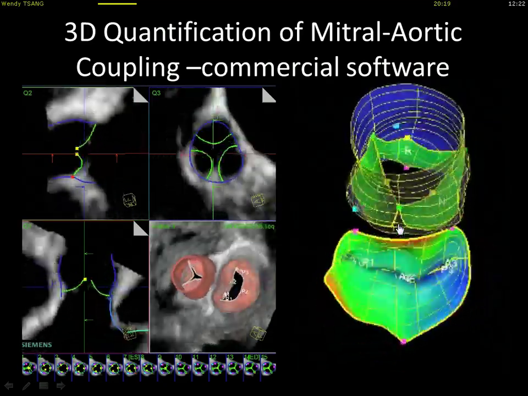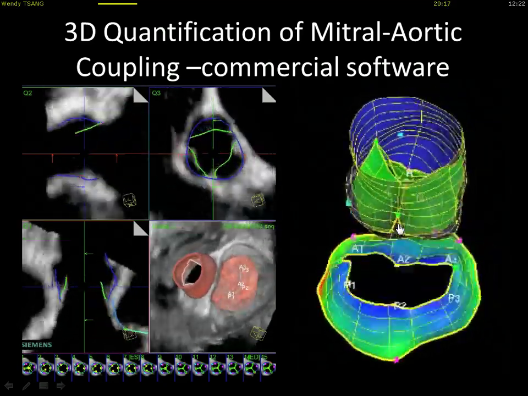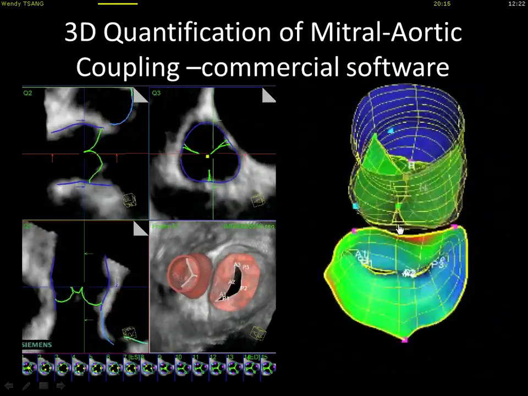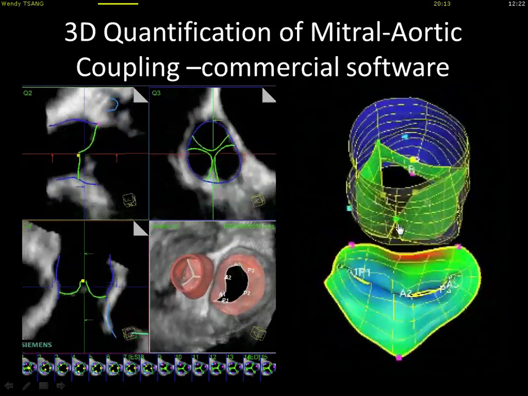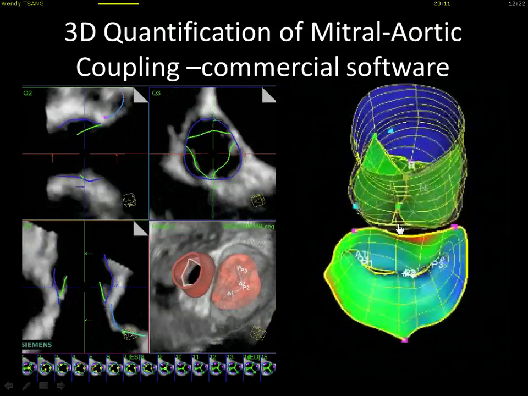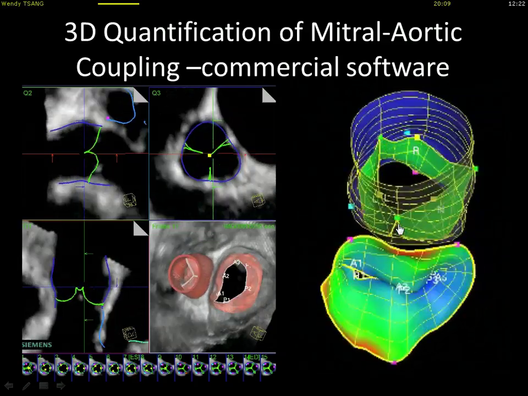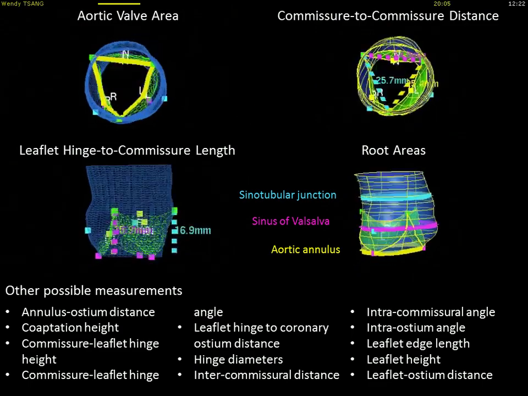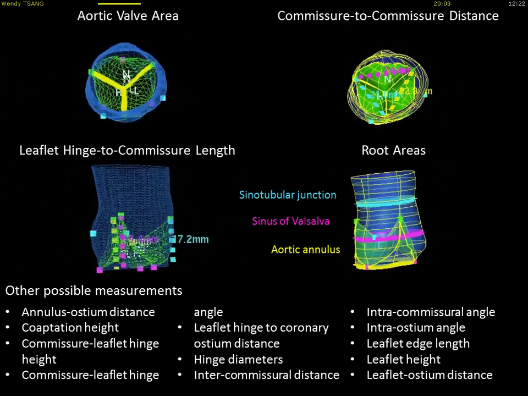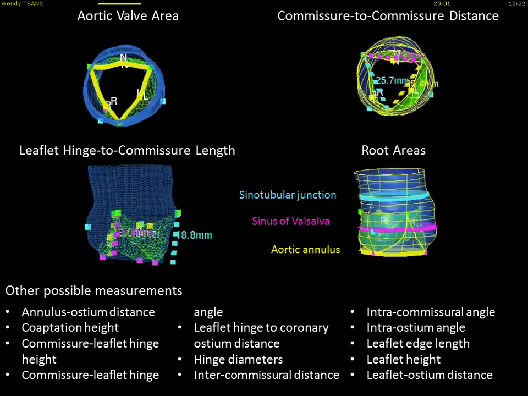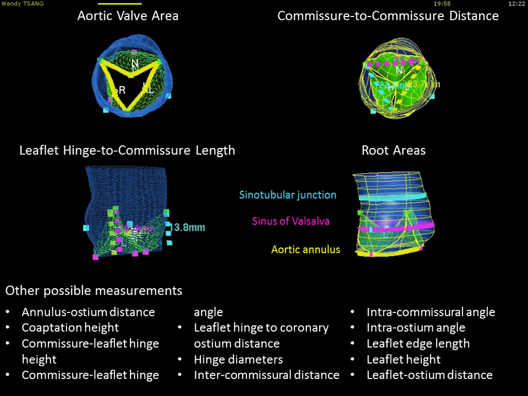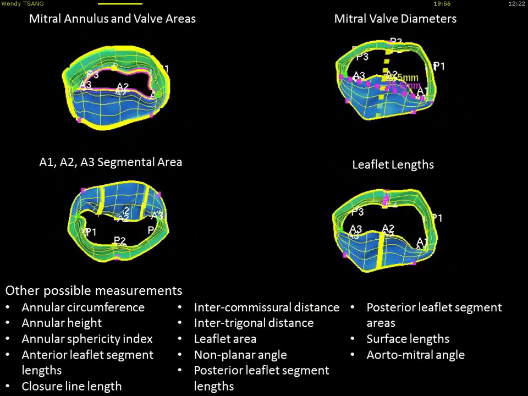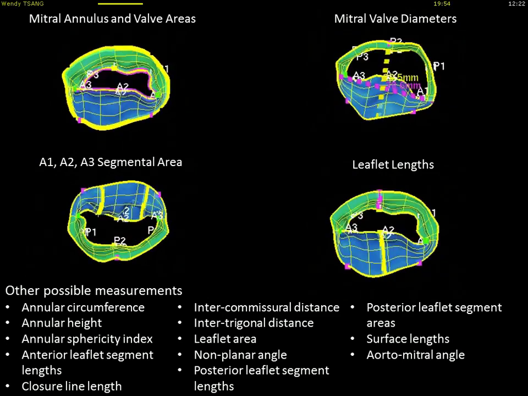Commercial software has now been developed where this process is much easier than the original custom software. It's much easier to use, it's much more automated, and it can provide even more measurements than we originally used for our studies. These are just a few examples of the multitude of measurements that can be obtained from this software. I'm not going to read out the entire list. This is from the aortic valve side, and this is the number of measurements that can be obtained from the mitral valve side.